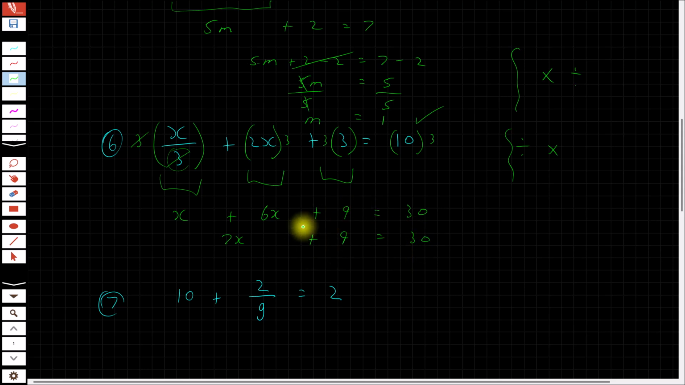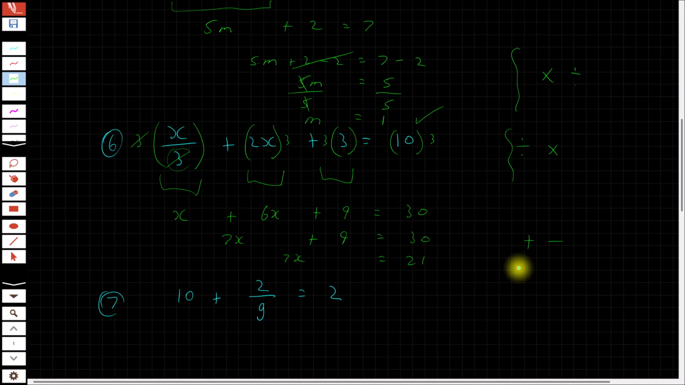Now we can get rid of this plus 9, so we have 7x. If we've got a plus 9, remember the opposite of plus is minus, so we take away 9 on the left hand side and we take away 9 on the right hand side. So that'll vanish on the left. 30 take 9 is 21.